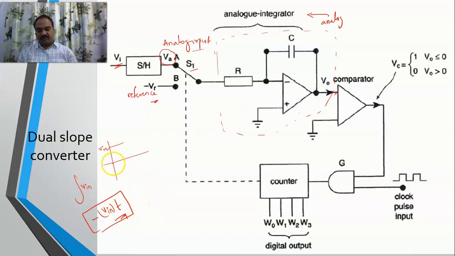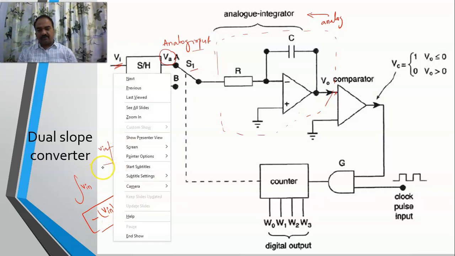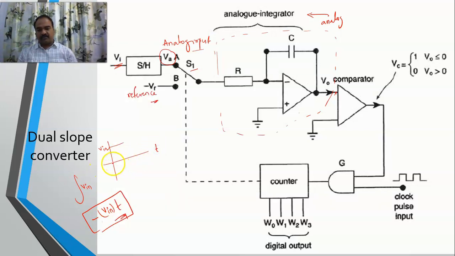So my output, with respect to time, will be like this. I will allow it for a fixed duration of time, let us suppose T1. So my output now is this one, my integrator output.